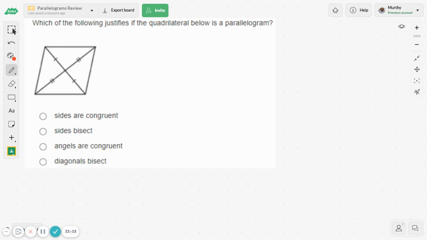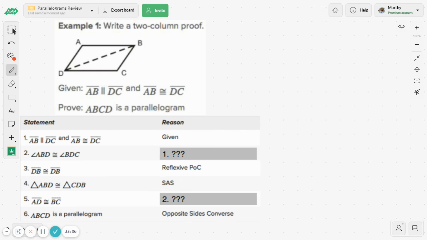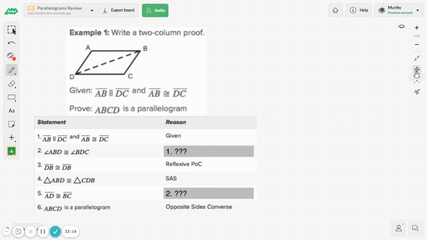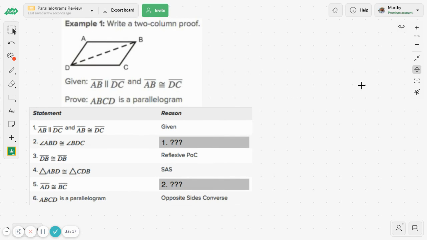Now, really quick, one important question is to write a two-column proof. And here, let me minimize a little. Okay, so you are asked to fill in the blanks. First of all, let me read the question. Here I see that AB is parallel to DC. Okay, this is parallel to DC, and AB is congruent to DC. That means length of AB equals length of DC.